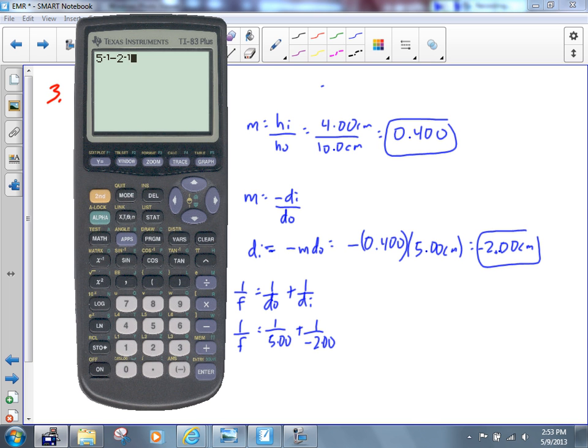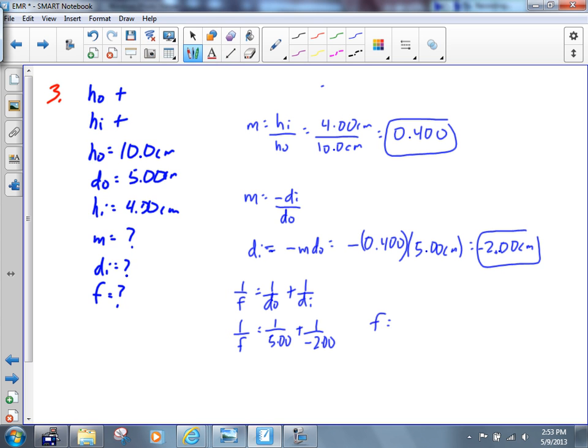If it's on the top, then you could, I think, fairly easily see that 1 over 5 minus 1 over 2 is the same thing as saying 1 over 5 plus negative 1 over 2. It's the same thing. Let's get that number there. Remember that that's not our final answer. Let's flip that over to get the focal length. And when we do that, we end up getting negative 3.33 centimeters.